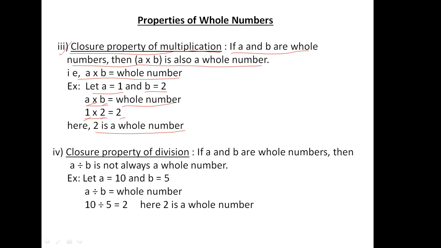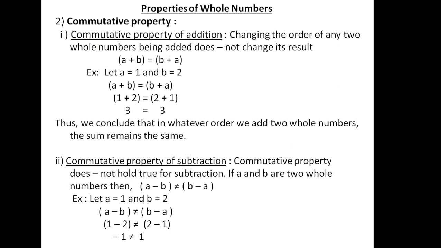Now the fourth one, closure property of division. This property says that if a and b are whole numbers, then a divided by b is not always a whole number. We can easily understand with the help of an example. Suppose a equals 10 and b equals 5. Here 10 is a multiple of 5. Now a divided by b is a whole number. When we divide, it will be 2 as a quotient, and 2 is what? A whole number.